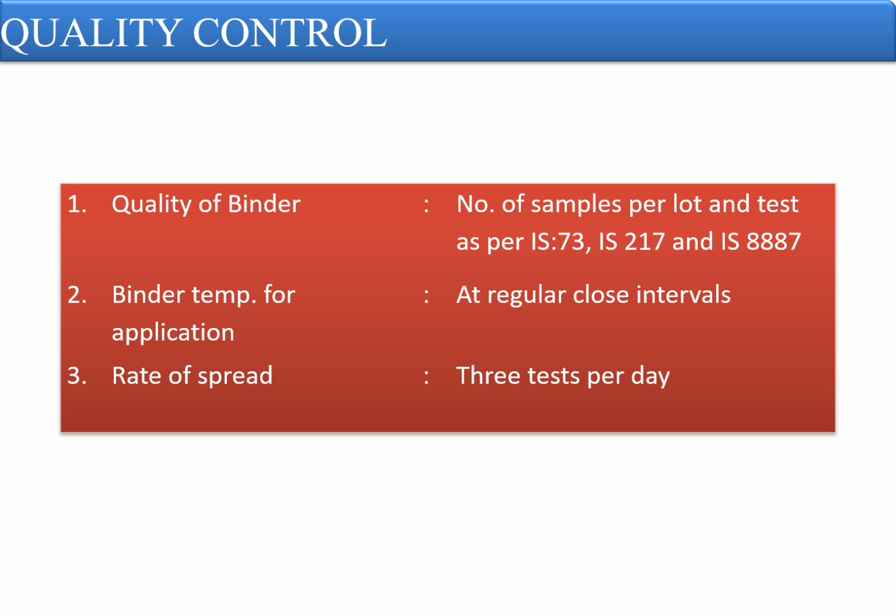The rate of spread, generally we do it using a tray test, which is explained in detail in my previous module, that is prime coat application. In a similar way, the tray test has to be conducted to check the application of tack coat as far as the rate of spread is concerned. And the frequency to be followed is again the same, that is 3 tests per day's job in the project.